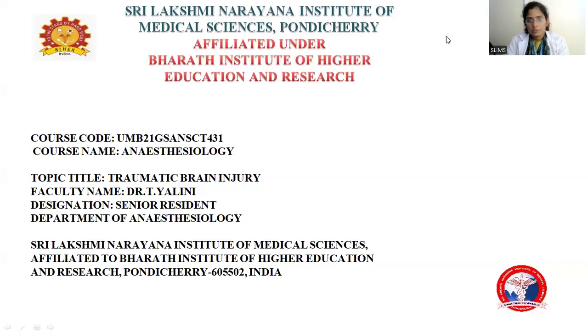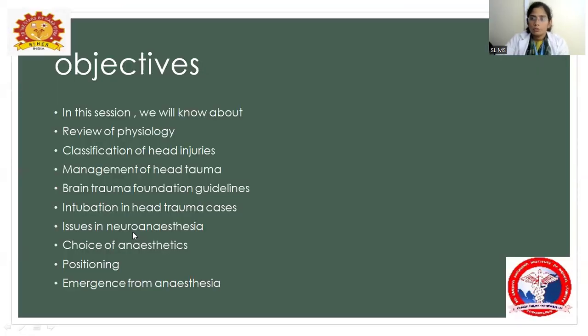Hi, in today's class, we'll be learning about traumatic brain injury and its anesthetic implications. The objectives of this class will be: we'll know about the physiology, we'll classify the head injuries, we'll also learn about the management of head trauma and the recent Brain Trauma Foundation guidelines, how to intubate in the case of head trauma cases, what are the issues associated in neuroanesthesia, what are the choice of anesthetics, what are the effects of positioning, and emergence from anesthesia.